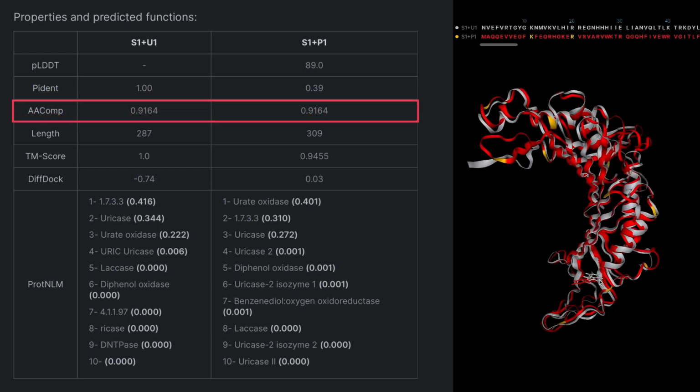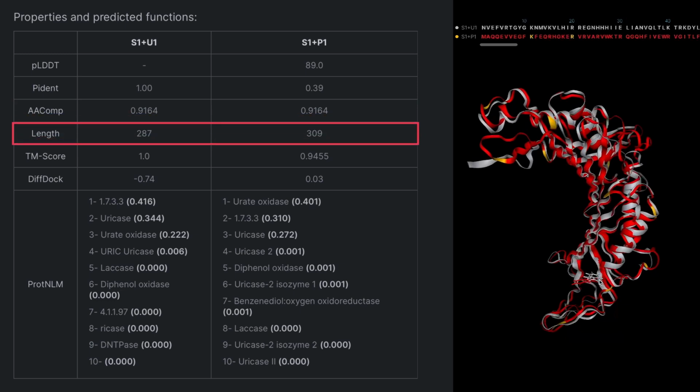AACOMP, or amino acid composition, is a measure of how similar the distribution of amino acids in a sequence is from "natural" sequences. This ranges from 0 to 1.0, where 0 means completely different from natural sequences, and 1.0 means exact match. Most natural sequences have an AACOMP value of 0.8 or higher. Length is simply the number of amino acids in the protein sequence.